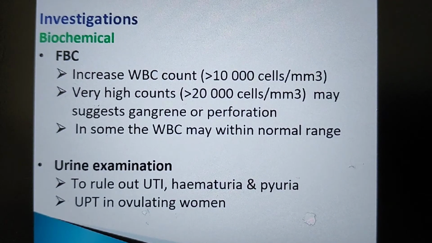For investigations, the FBC will show an increase in white blood cell count, and if there is a very high count, more than 20,000 cells per millimeter cube, it may suggest gangrene or perforation. However, in some cases the patient's WBC may be within the normal range. If we suspect a urinary tract infection or urinary causes, we may do urine FEME and urine C&S to rule out UTI, and also do UPT in ovulating women to know whether the patient is pregnant.